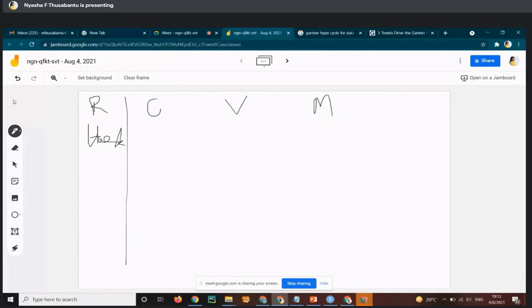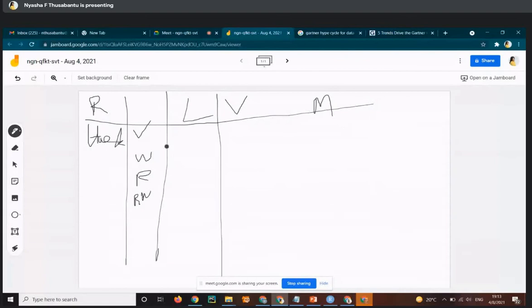Okay, what type of hacks do we have? We have viruses. We have a worm. We have ransomware. We have a ransom worm. That's what we learned in digital forensics. If we are attacked by a virus, what is the level of the risk?